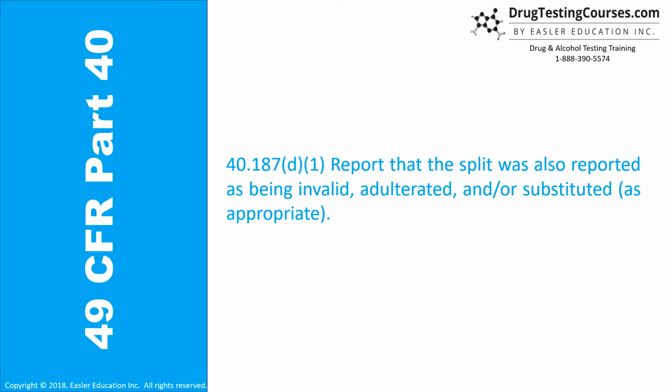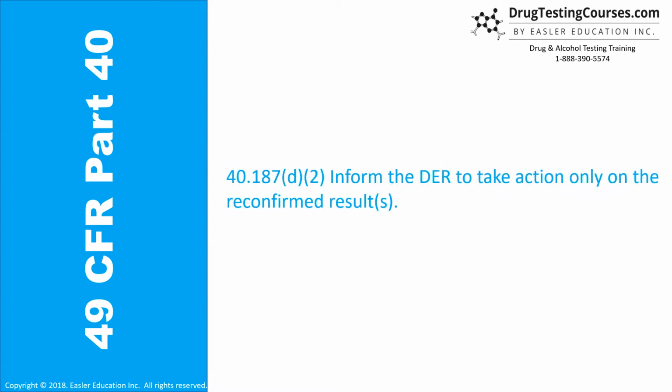40.187D1. Report that the split was also reported as being invalid, adulterated, and/or substituted as appropriate. 40.187D2. Inform the DER to take action only on the reconfirmed result.